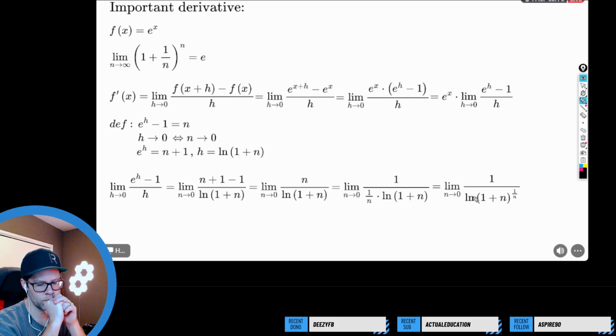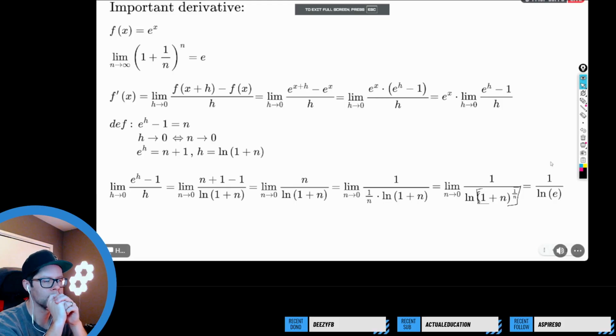Now we know that we can split the limit. So all we need is to actually find this limit right here as n approaches 0. But we can actually swap it with 1 over n going to infinity. So we get 1 over the natural logarithm of e, which is 1. So we just have 1.